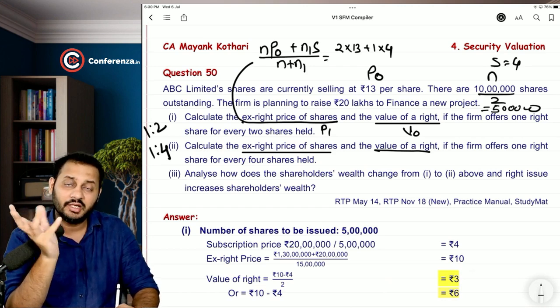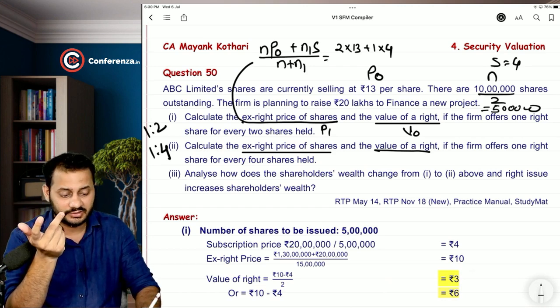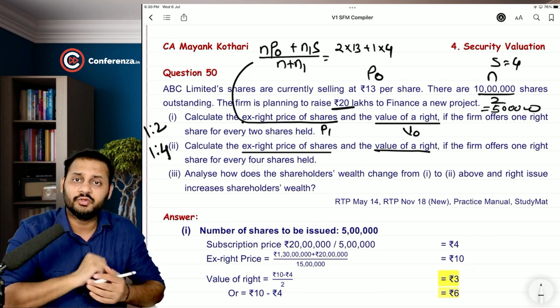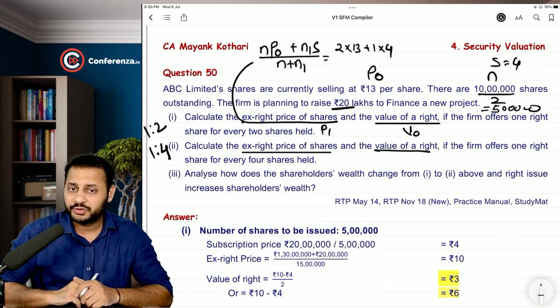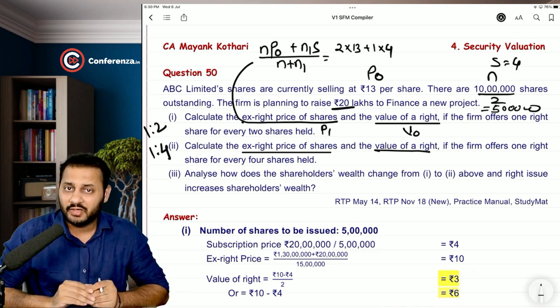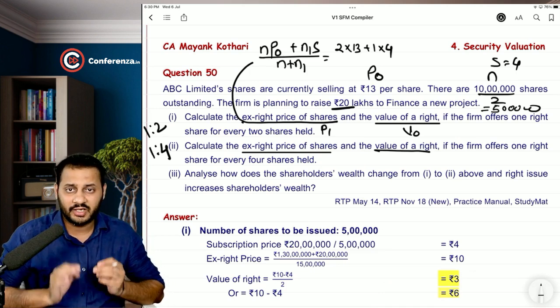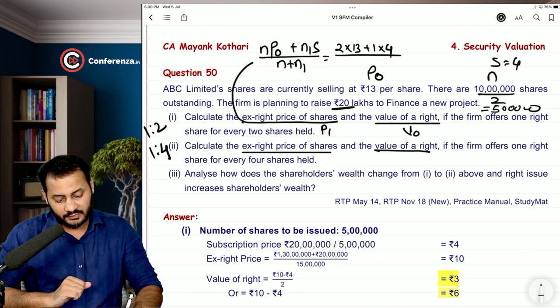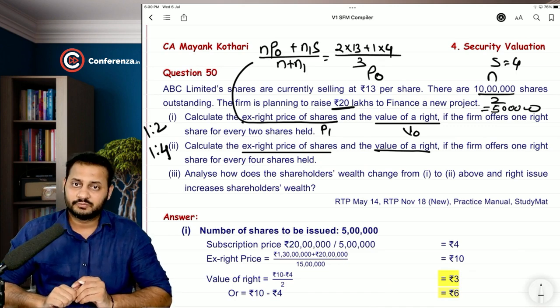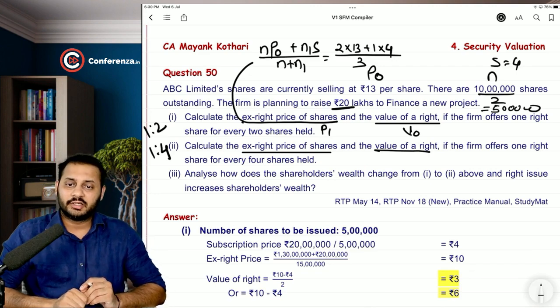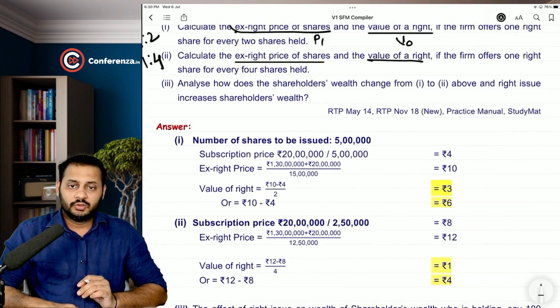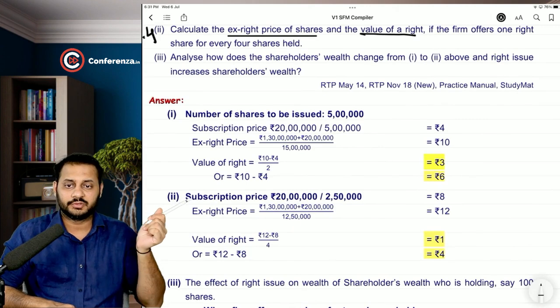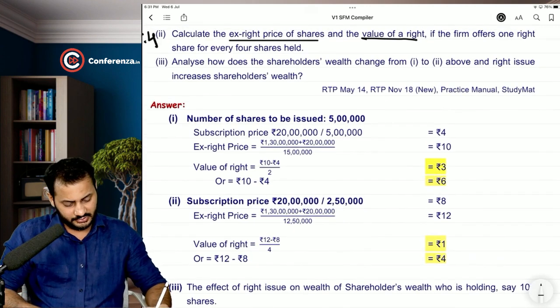Are you getting it? You can calculate the subscription price. The subscription price is nothing but the amount that you want divided by the number of new shares that you want to issue. So 20 lakhs divided by 5 lakhs, that means 4 rupees from every share will bring you 20 lakh rupees, divided by 3, that is 2 plus 1. This way you can calculate the ex-rights value. This is the subscription price, 4 rupees.